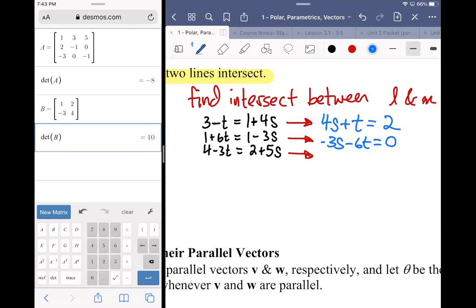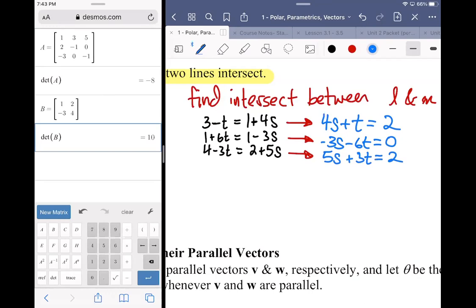All right, 5s plus 3t is going to be equal to 2. We only need 2 out of the 3 of these equations here, because with a system of equations, you only need 2 equations if you have 2 variables. All right, but we have 3, so we'll use them all.